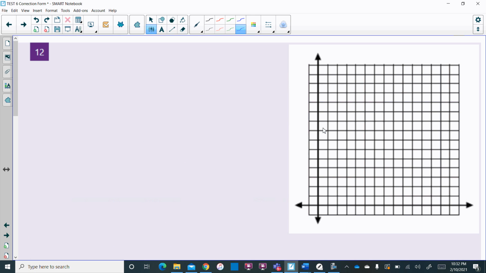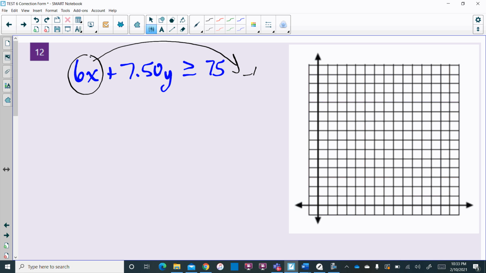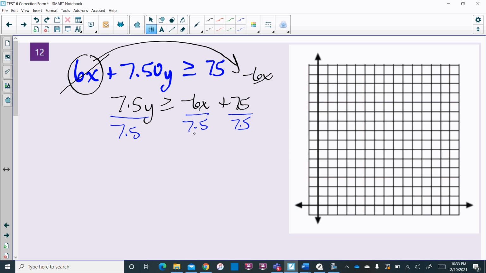Now, because I'm going to use this right here, because we had 6x plus 7.5y was greater than or equal to 75, we had to solve for y here. So to do that, you have to move this x over. When you move it over, it becomes minus 6x, and it's not there anymore. So we have 7.5y is greater than or equal to negative 6x plus 75, and then you needed to divide by 7.5. I know we got decimals here, but it actually comes out to a fraction.